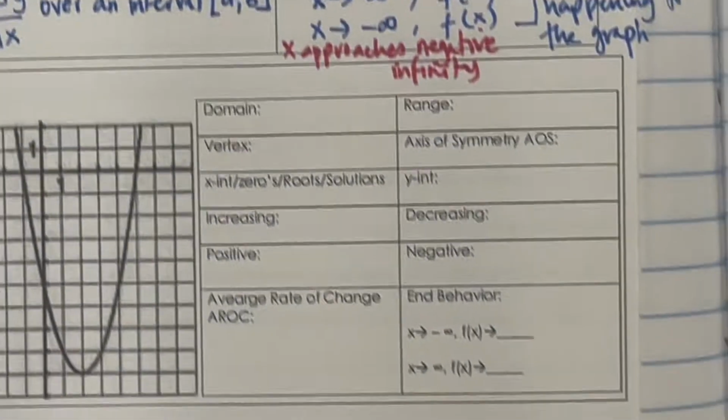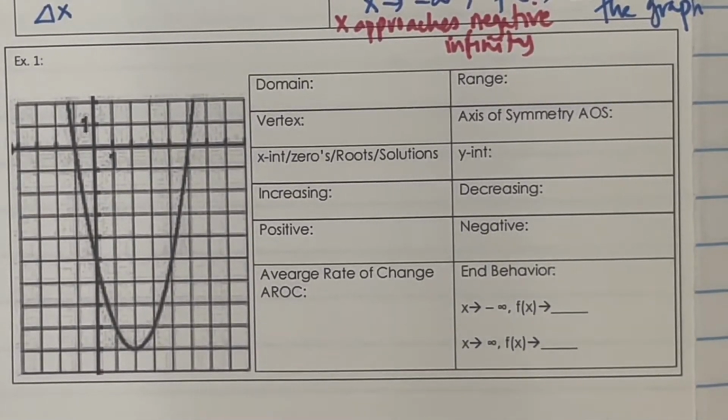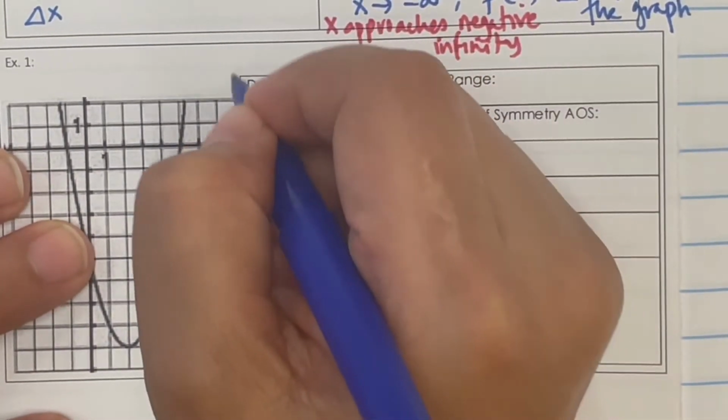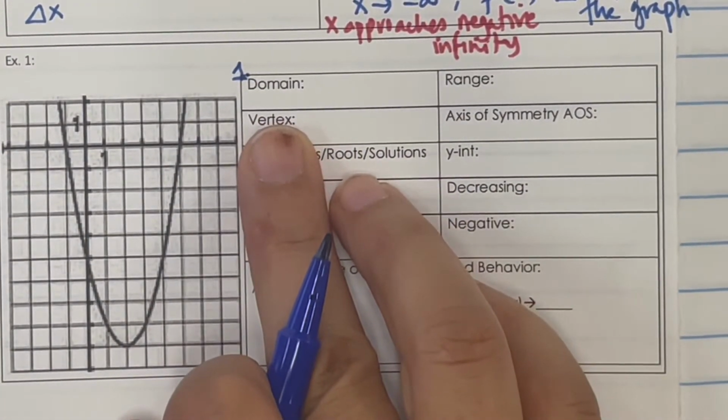All right, so let's take a look at an example. After each example, what I want you to do is go and do your question. We're going to do this in a specific order, hopefully so that it can make sense. We're going to always find number 1 as domain. So go ahead and write that as number 1.